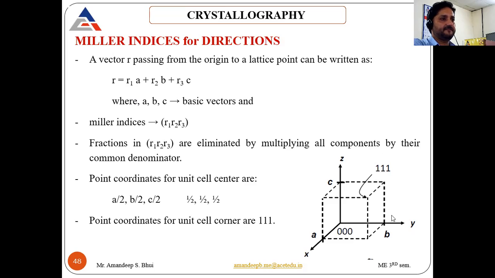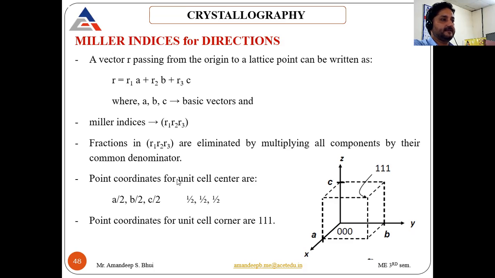Now again, if we look into this cubic structure or this cube here, the point coordinates for the unit cell center: if we go for the center point, the value of x will be 1 by 2, y will be 1 by 2, and z will be 1 by 2.